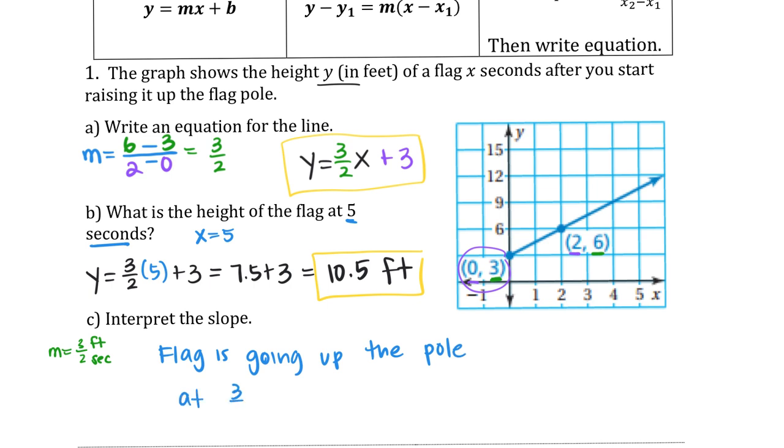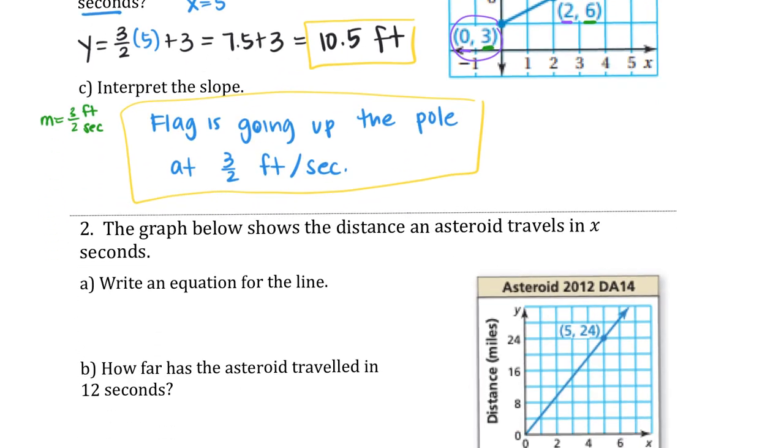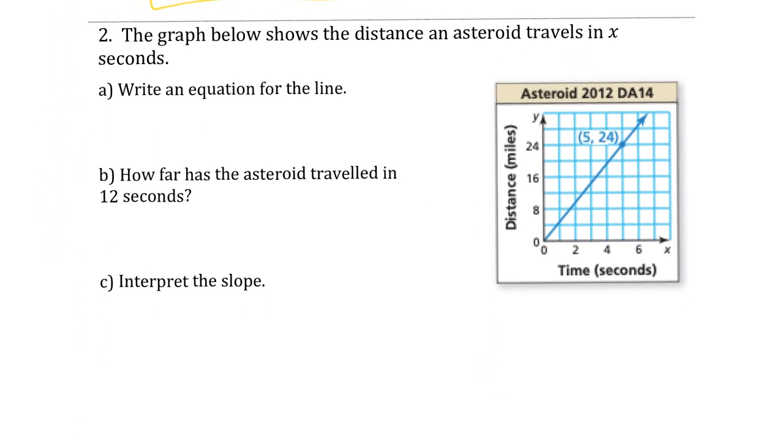At 3 over 2 feet per second. And that just tells me how fast the flag is going up the pole. You could also say the flag is being raised up the pole at 1.5 feet per second, but it should have something with feet per second and something relating to the flag is being raised up the pole. Okay, let's try 2. 2 is very similar, so if you want to pause and continue, you can.